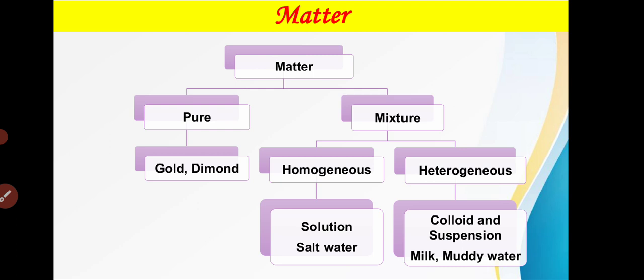What is heterogeneous mixture? A mixture which gives two kinds of phases or two states of mixture. They are not uniformly mixed with each other, and thus they can be said to be heterogeneous mixture. And what are the different types of heterogeneous mixture? They are either colloids or suspensions. For example, milk and muddy water are examples of heterogeneous mixture.